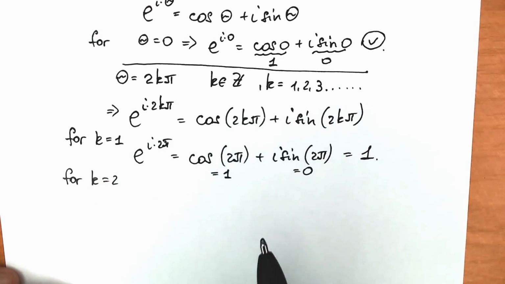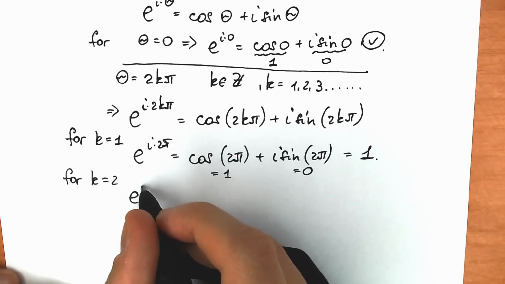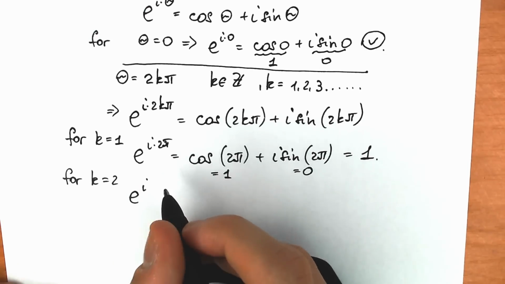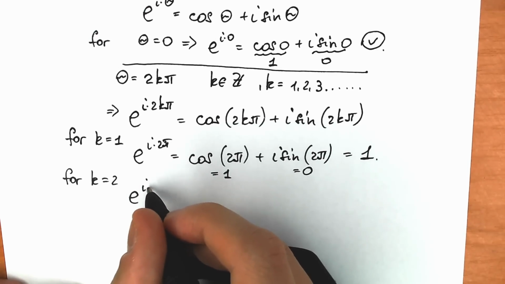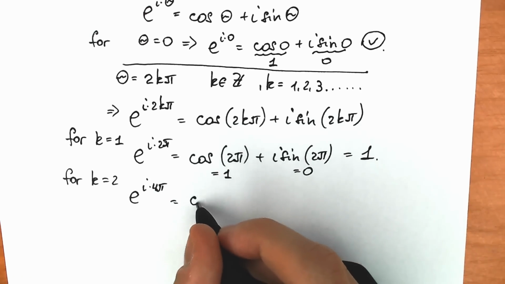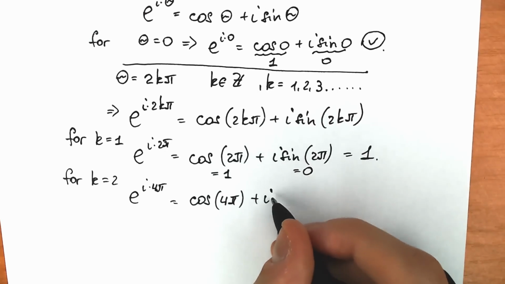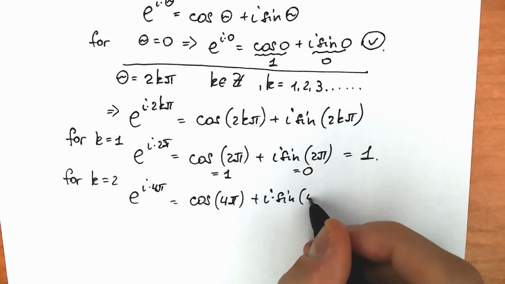Let's see what will happen when k is equal to 2. We will have as a result e to the power I times 4 pi, equal to cosine 4 pi plus I times sine 4 pi, okay.